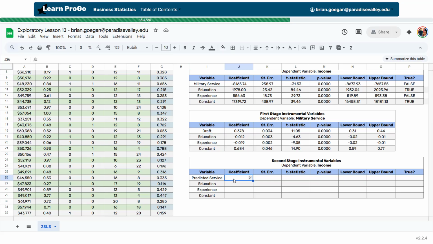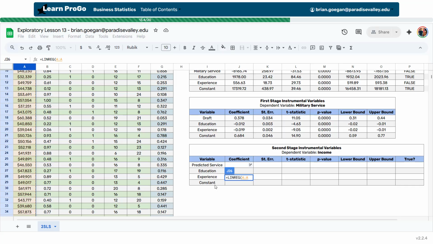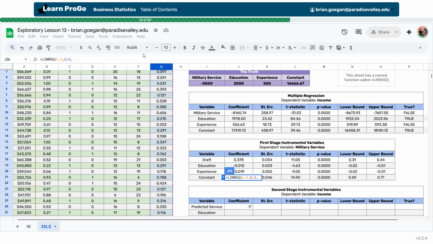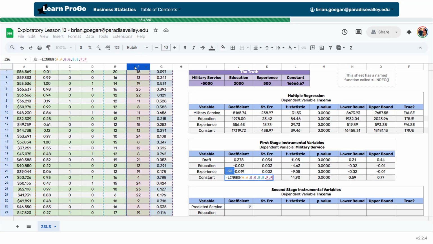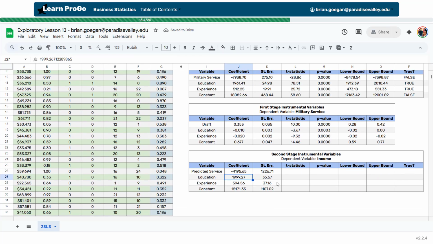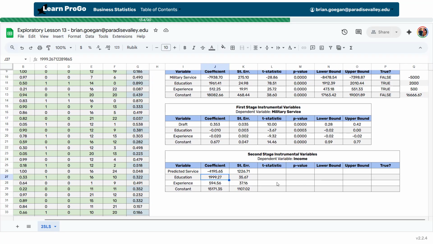So now I'm going to do a regression where my dependent variable is again income. We're back to income, and I can see that right here. And my independent variables are now predicted service, education, and experience. I'm still including those variables in here, because we still have that inside our predicted service. But this gives me now the coefficients for predicted service on income and education on income and experience on income.